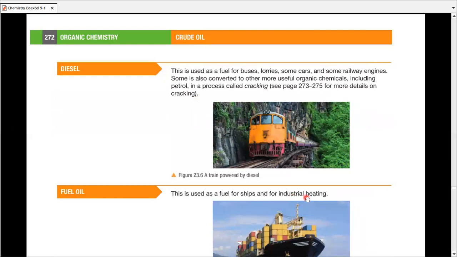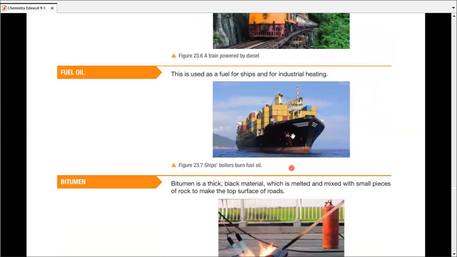Next up is diesel. Diesel is actually a fuel for heavier engines, buses, lorries, some heavier, bigger cars, railway engines, and this can also be converted into more useful organic chemicals. This process is known as cracking. We're going to go through this process in the later part of the chapter. Next up, fuel oil. This fuel oil is in some books also mentioned as ship oil. As the name suggests, it's the most common fuel for ships.